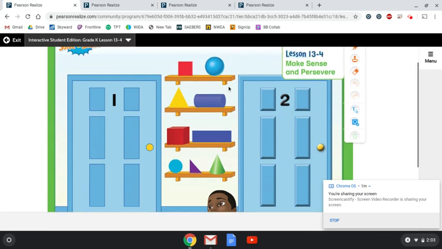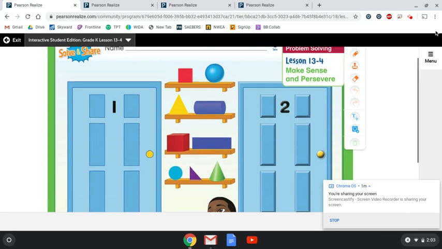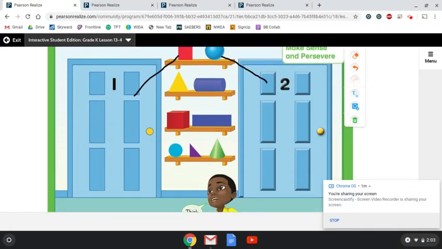So I'll do this first shelf for you and with you. I want to look at the shape. I have a square. It's not a 3D shape. It is a 2D shape. So I'm going to draw a line to door number 1. This next shape is a sphere, and it is a 3D shape. So I'm going to put that to door number 2. All right, I want you to go through and do the rest of them. So pause the video, do the rest of them, and come back.